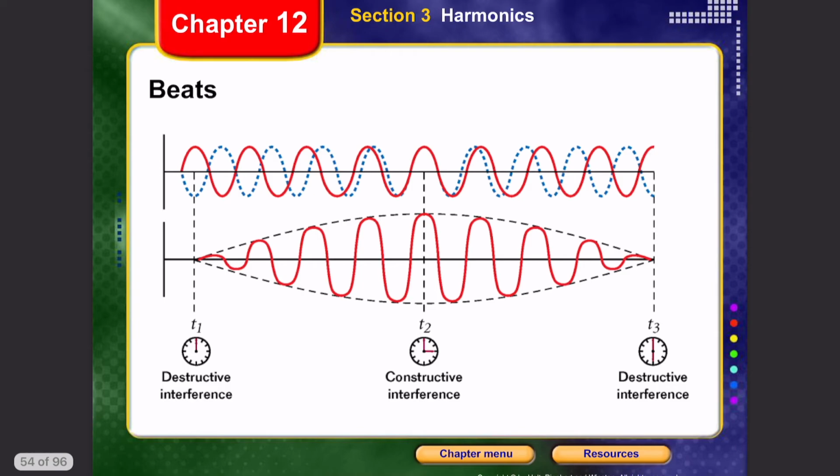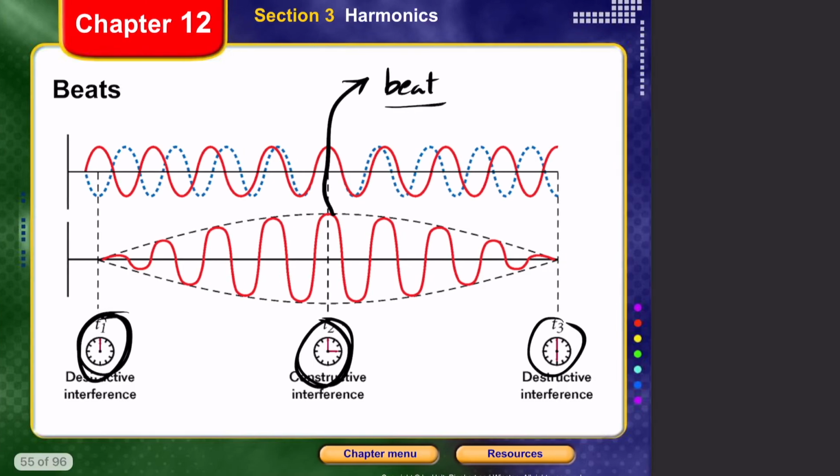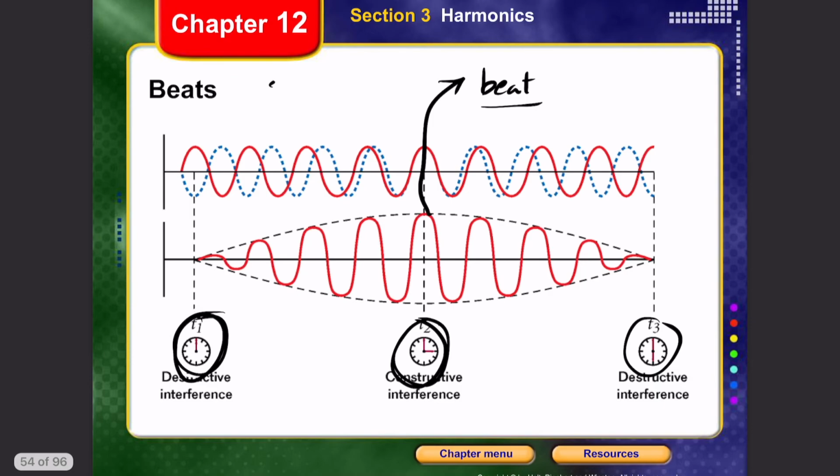So let's say, for example, we have two waves with slightly different frequencies. At one point they undergo constructive interference, and at other points they can undergo destructive interference. The point at which it undergoes constructive interference is the point where we say a beat has occurred. So we can calculate the beat frequency.